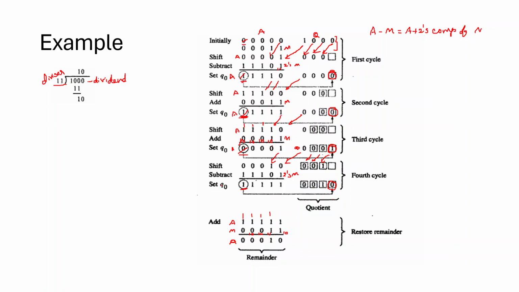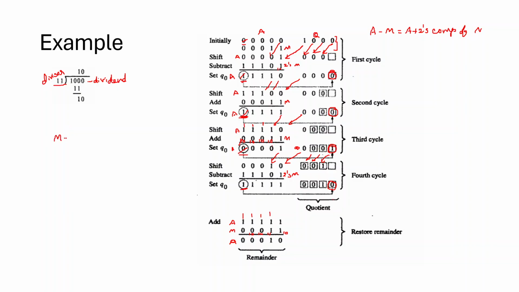If the sign bit is 0, no need to perform this operation again. If the sign bit of A is 1, then only you need to find the remainder by adding with M, the divisor value. Otherwise, no need to do. Then I will also show you how to write the 2's complement of M.